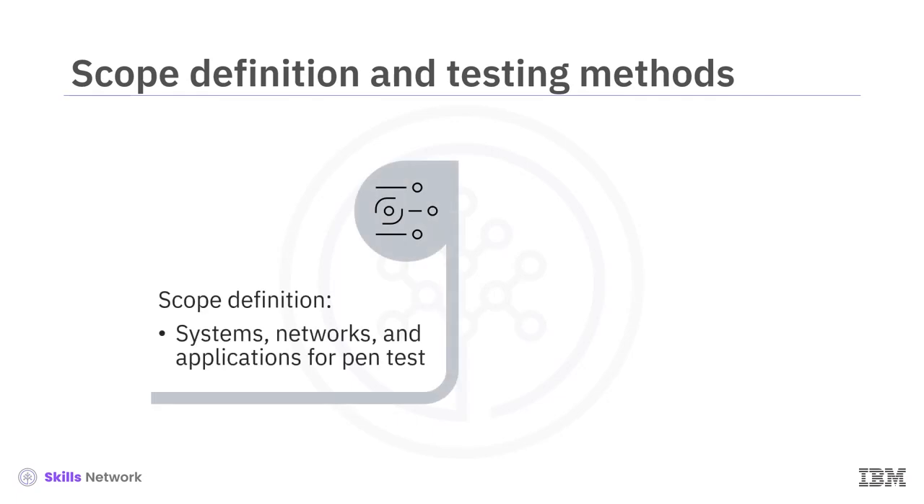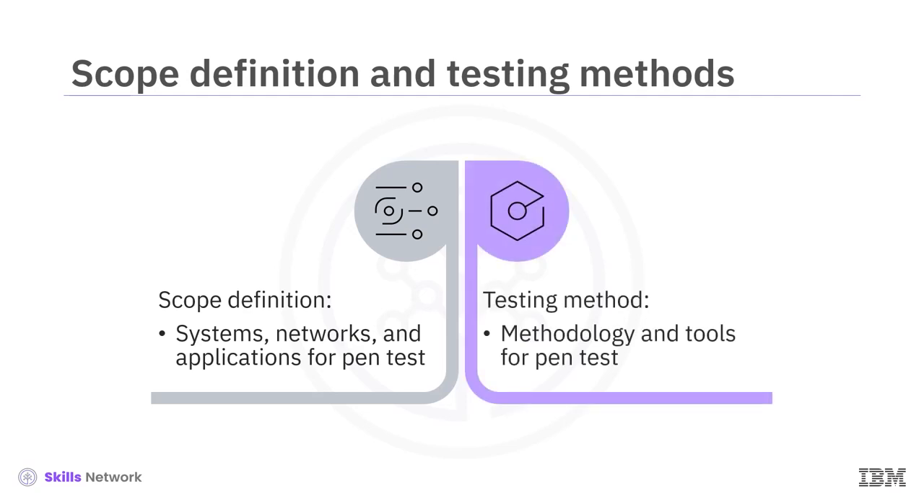Scope definition clearly defines which systems, networks, applications, and assets are included in the pen test. This includes identifying critical infrastructure that requires thorough testing and any systems that are out of scope to avoid unintended disruptions. Testing methods specify the methodologies and tools used during the testing process. This can include techniques such as vulnerability scanning, social engineering, exploitation, and any custom scripts or tools the testers can use.